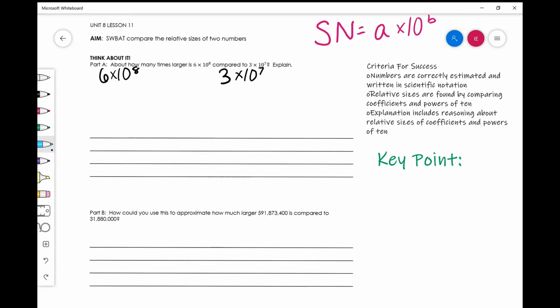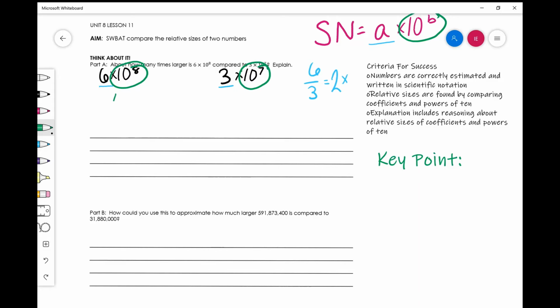First, let's look at our multipliers that we know are the numbers that we're multiplying times 10. When I'm comparing 6 and 3, how much bigger is 6 than 3? We know that that's obviously 2 times larger. Now, let's compare the magnitude. So looking again at the power of tens that we're multiplying by.